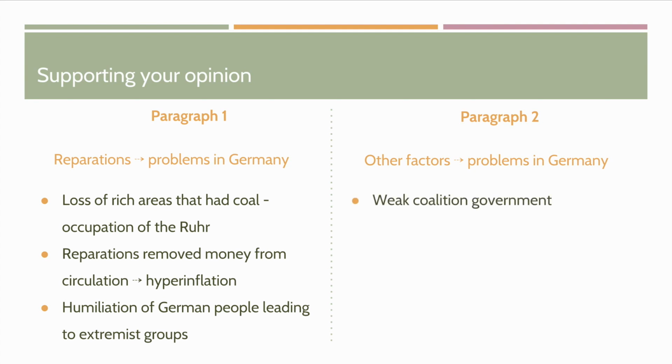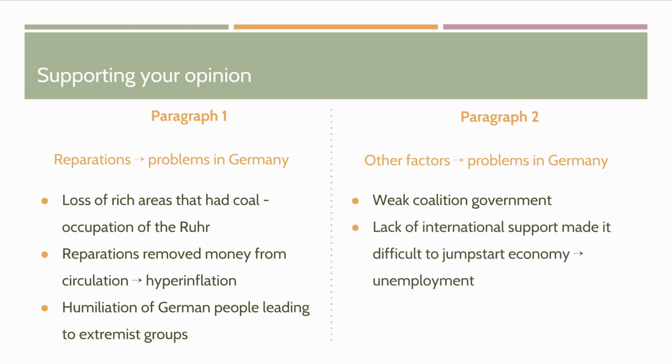The government in Germany was weak. There was a lack of international support. And other conditions after First World War included that Germany had to reduce the size of its military. The reduction in the military led to the lack of factory jobs to build airplanes and submarines and things like that. And that led to unemployment.